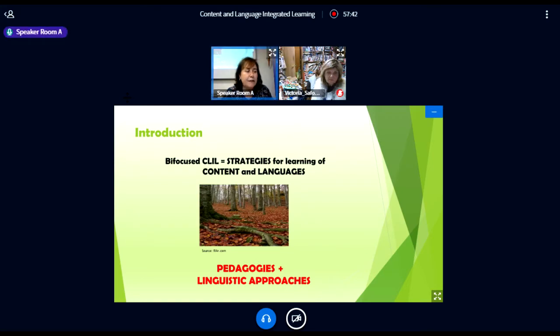The distinctive feature of CLIL is certainly the use of strategies which support effective learning in terms both of content and languages, which are based on pedagogies and linguistic approaches together, especially pedagogies which include this linguistic dimension itself as crucial, such as social constructivism.